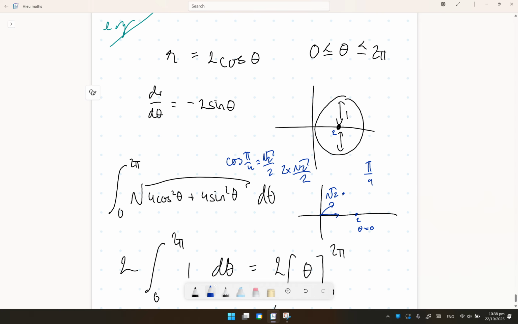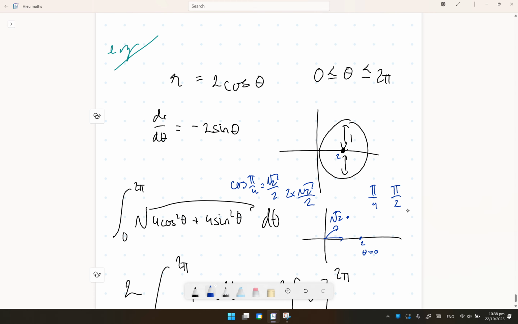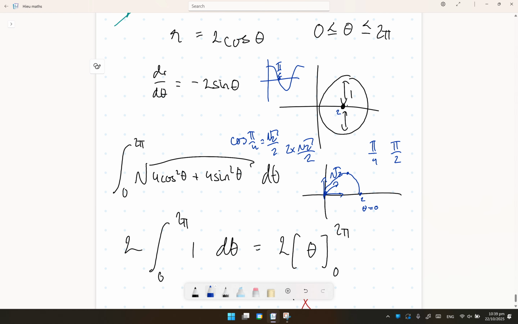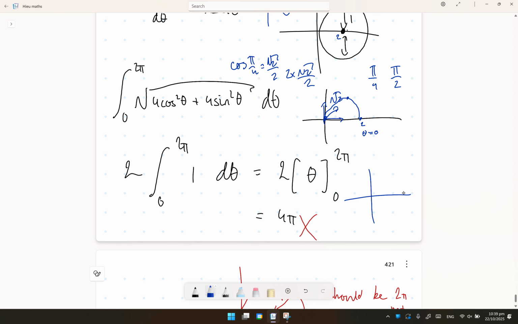And then at pi over 2, the cos graph looks like this. At pi over 2, cos is equal to 0, and so we have 2 times 0 is 0. So at pi over 2, we go up this direction, but then the length is 0, so it's right here. So what we end up with is a shape that looks like this. I'm going to redraw it right here.